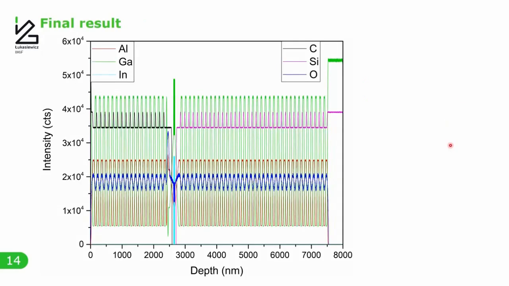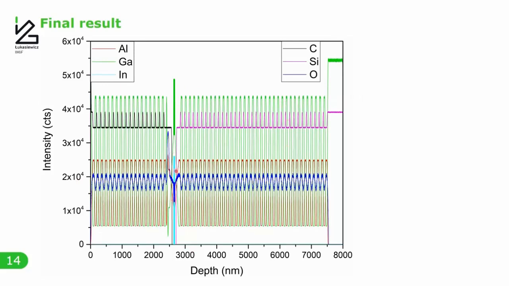So did it help? Yes, it did quite a lot. So this is the final result of this complicated measurement procedure. As you can see, now I include not only aluminum and indium signals, but also gallium and dopants and contaminants like carbon, silicon, and oxygen. And now we can see a very perfect structure here.